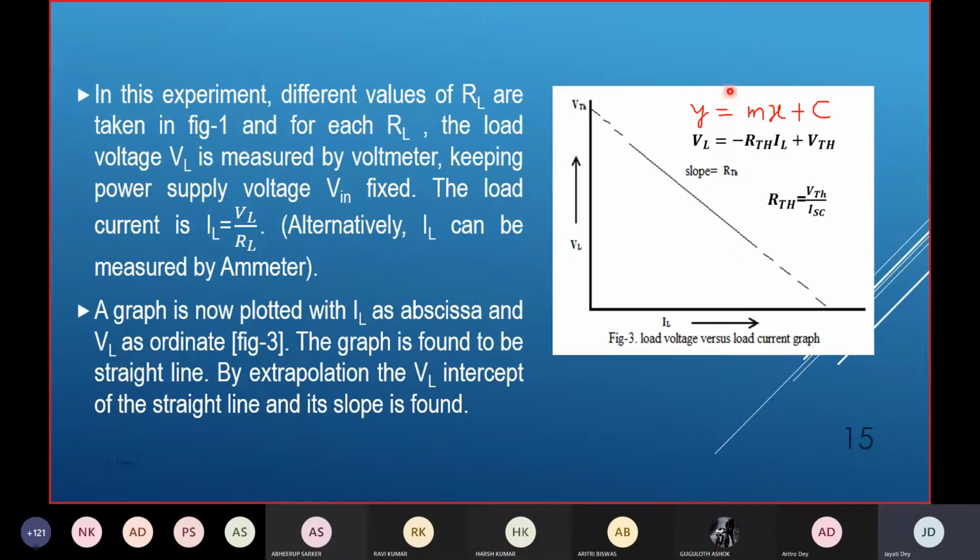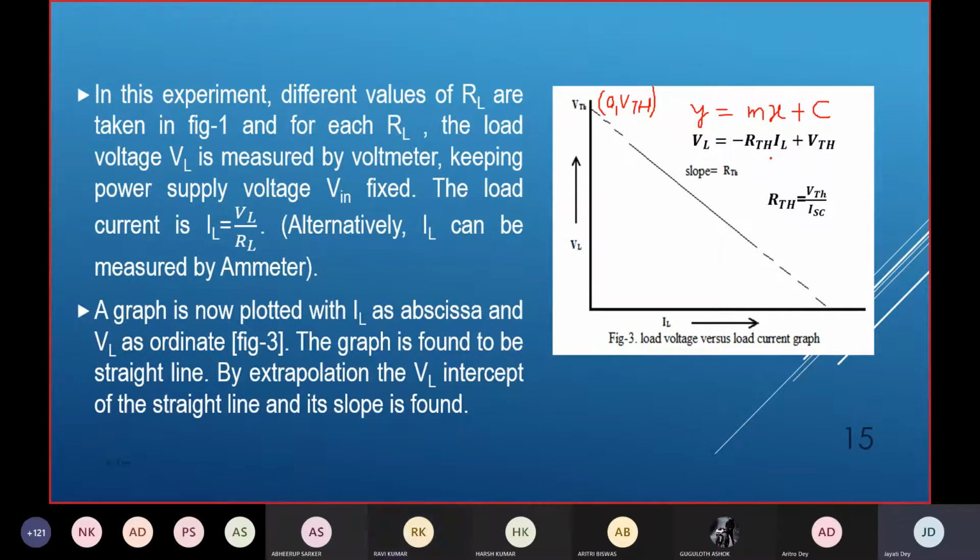Am I correct? When x is 0, y is equal to c. And c is here VThevenin. So this point is 0 comma VThevenin. Similar way, when VL equal to 0, then what is IL? VTH by RTH.